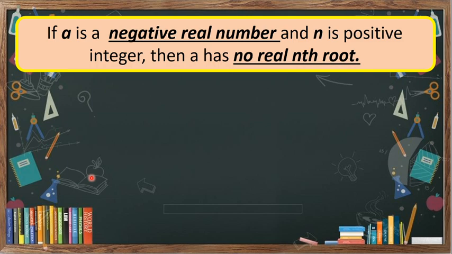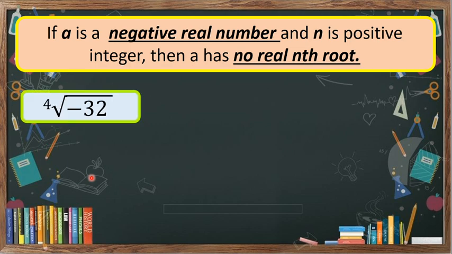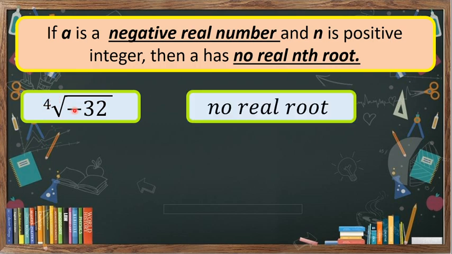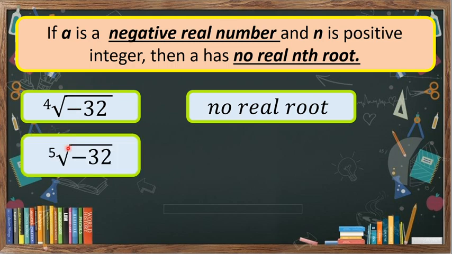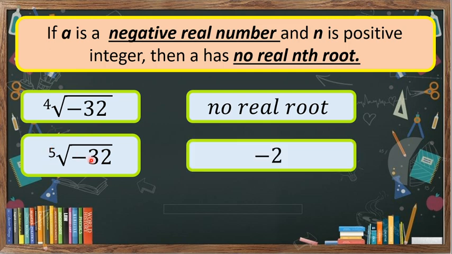If a is a negative real number and n is a positive integer, then a has no real nth root. So another example, again, this is an even number for the index and a negative radicand, there is no real root. Another, we have here an odd number index and we have a negative radicand. The root here is negative 2. Remember the difference of these two. Since 5 is an odd number, we get the root which is negative 2.